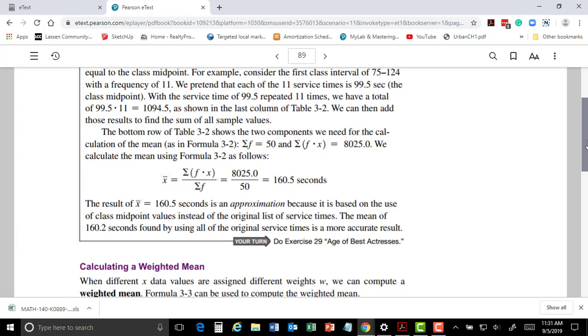That may be. But the idea is this: you're going to use this when you don't have the raw data. What you have is the frequency data. So look, if I give you this, and I give you some tallies in between, something like this, yes?